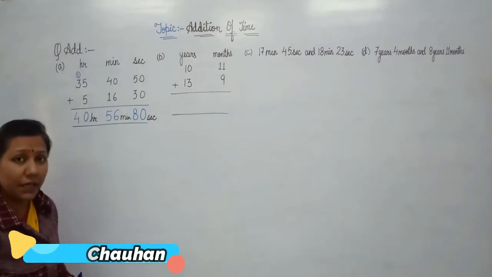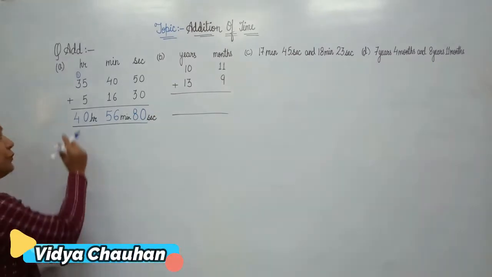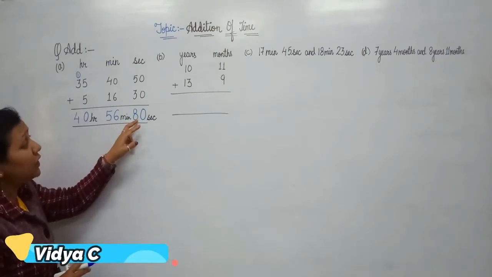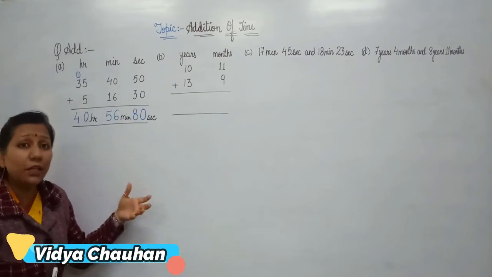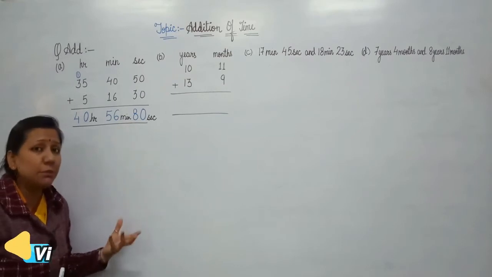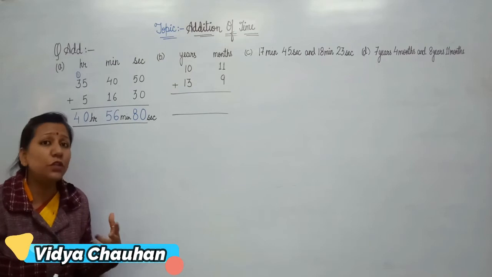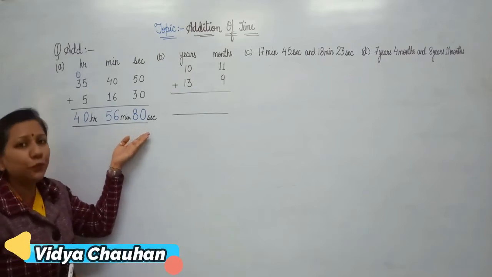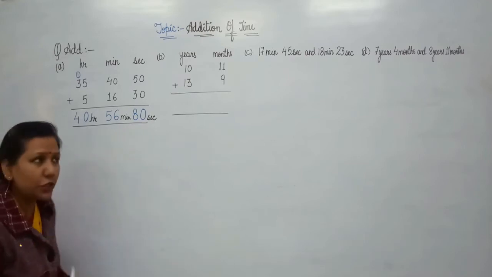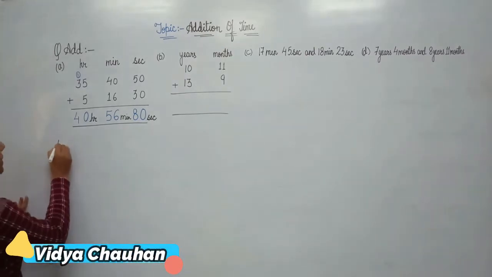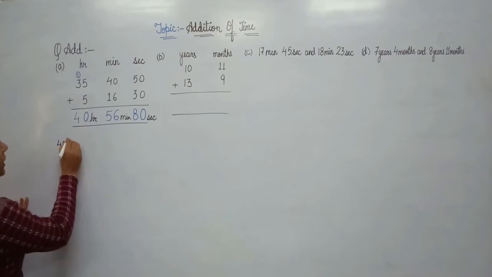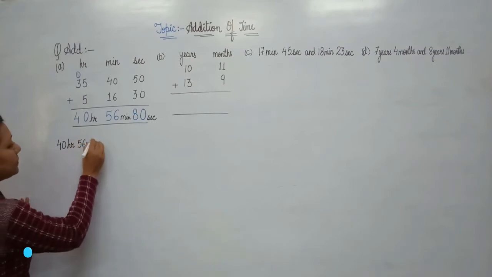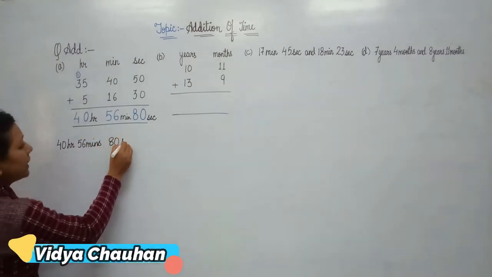But this is not the final answer. Why? Because 40 hours, okay. 56 minutes are also okay. But we do not have a value of 80 seconds because the maximum seconds in our clock which we count is still 60 only. But here we are getting 80 seconds. So for that we need to do some conversion. So your final answer will be like this. So what you get here, let's write it here. 40 hours, 56 minutes and 80 seconds.